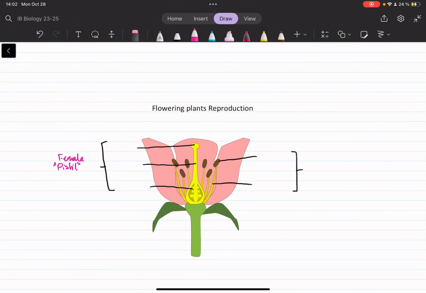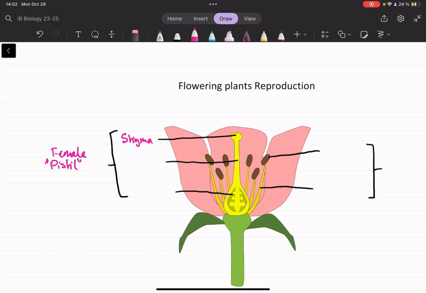And the pistil is made up of the stigma. And the stigma, what that does is it catches pollen grains. Then you've got the style and the ovary, which contains the ovules. So the style essentially is just a tube that connects the stigma to the ovary. And then the ovary essentially holds the ovules.